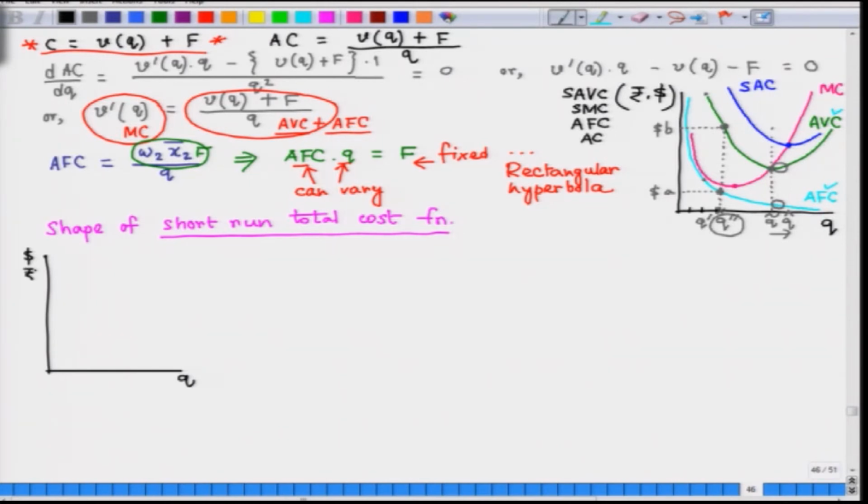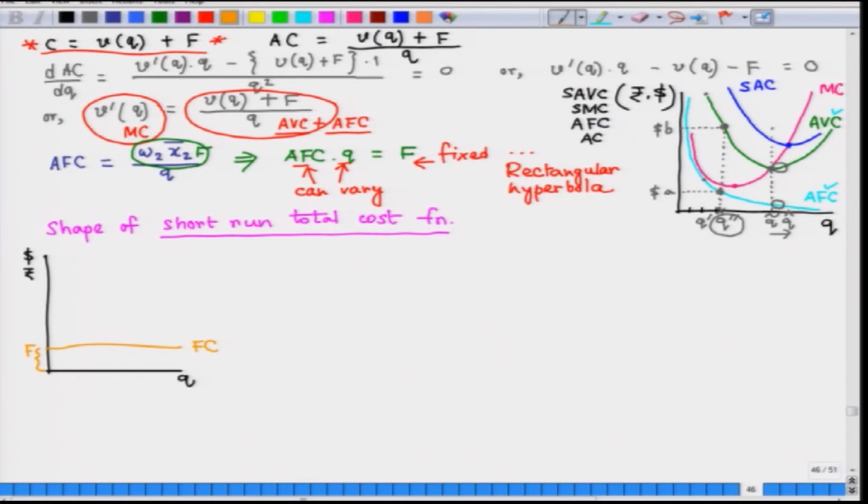Now let me first draw the diagram for the fixed cost, because this is the simplest possible case. Of course, fixed cost is constant and independent of the quantity being produced. So, this is going to be a constant number that can be represented as a line, and that straight line has a positive intercept of F and is parallel to the quantity of output axis. This is basically my fixed cost curve.